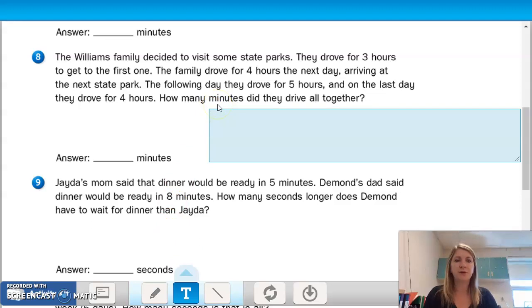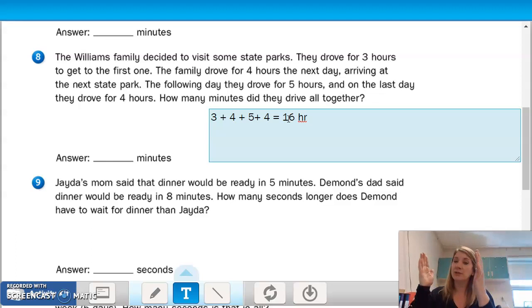All right, what was it for the first day? 3, yep. Add that to the next day. It was 4, good. The next day was 5. And the last day, back to 4 again. All right, so we can add this up. I got this. 3 plus 4 is 7. 7 plus 5 is 12. 12 plus 4 is 16. So that's 16 hours that they drove.